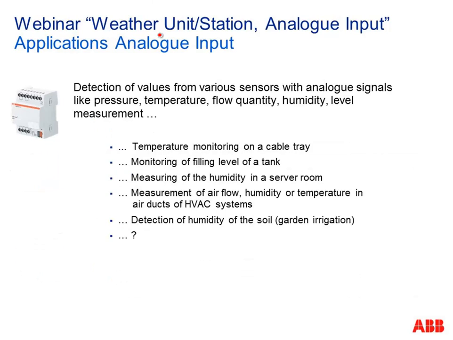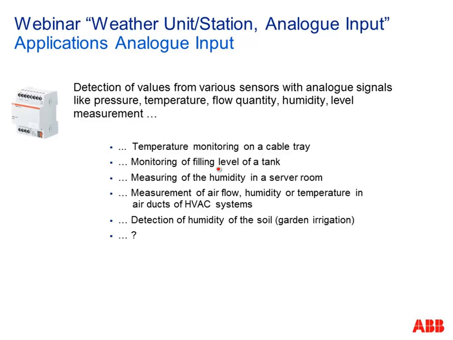This was related to weather unit, weather station, but a further new device, I will talk about this at the end, is our new analog input as a DIN-rail device. You see it here. And an analog input, of course, is able to measure any analog values from any kind of sensor, not only weather related also, but mainly other sensors like pressure measurement, temperature measurement as well, or flow quantity you need sometimes, humidity, any level management, measurement of a tank, for example. All these things can be monitored and evaluated, and any action can be taken if something happens.